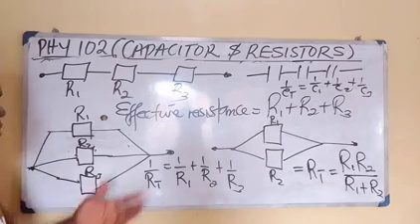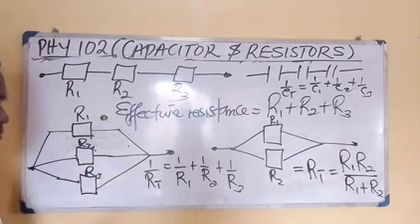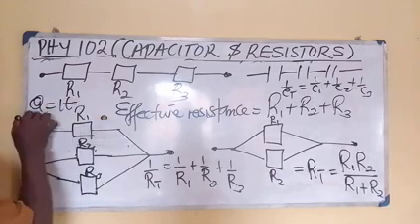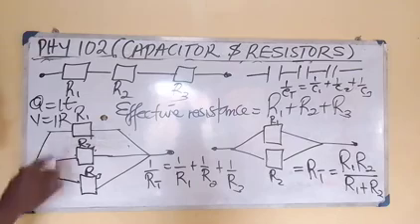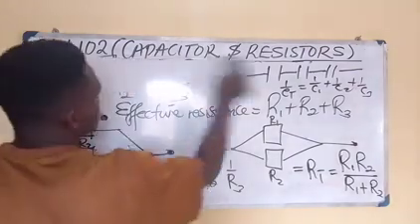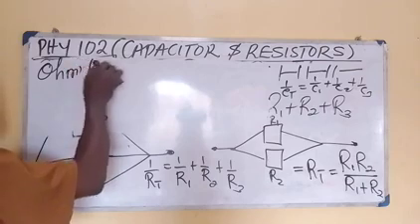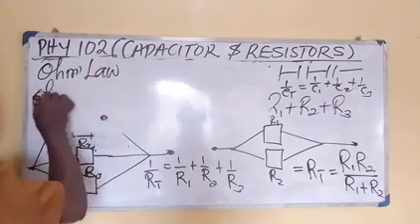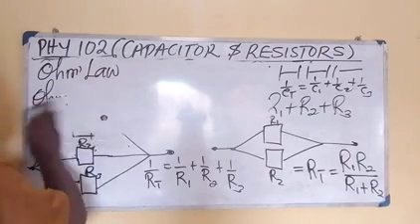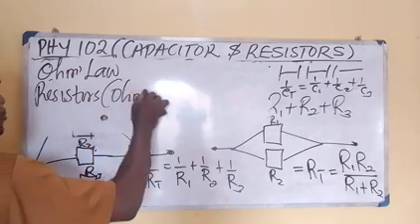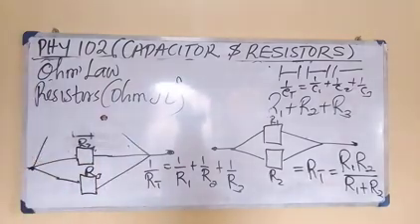Please take note that in resistors in series, the same current flows through them. Don't forget that we have Q equals IT, and V equals IR. Let me even state Ohm's law. And please don't forget that resistance is in ohm.